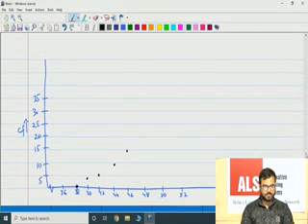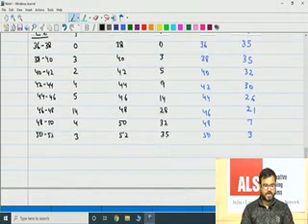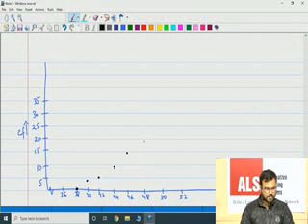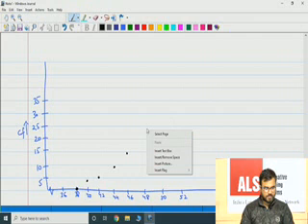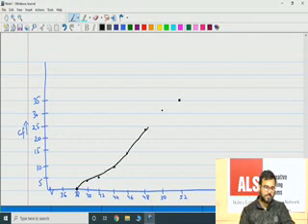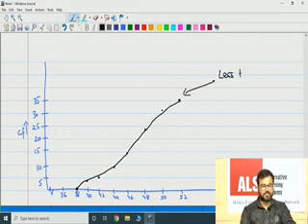After that 28, 32 and 35. So, 28 will be somewhere over here, 32 will be somewhere over here, and less than 52, which is 35. So, this is the graph of the less than type. If we join them, this is the less than ogive.